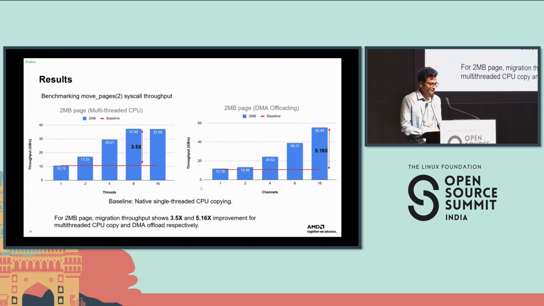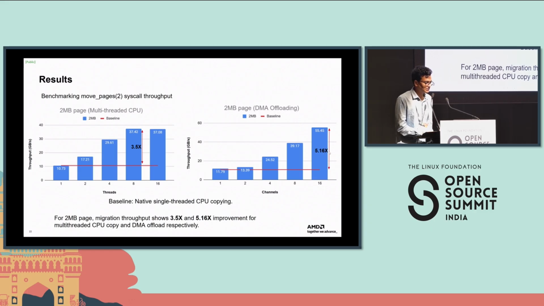So for 2 MB pages, we see a good performance improvement. For example, here with 8 threads, we got up to like 3.5x throughput improvement using CPUs. And this is the baseline. Baseline is native single thread CPU copying on the generic kernel. And with DMA offloading, we got a 5.16 times throughput improvement.